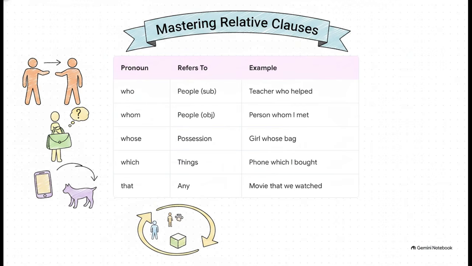Next up, we have possession. If something belongs to someone, your glue is whose. For example, the girl whose bag was stolen reported it. See how it links the girl directly to her stolen bag? Now, moving away from people, if you were talking about animals or things, you reach for which. The phone which I bought is expensive. And finally, we have the great multitasker, that. That can refer to people, animals, or things, mainly in defining clauses, like the movie that we watched was exciting.